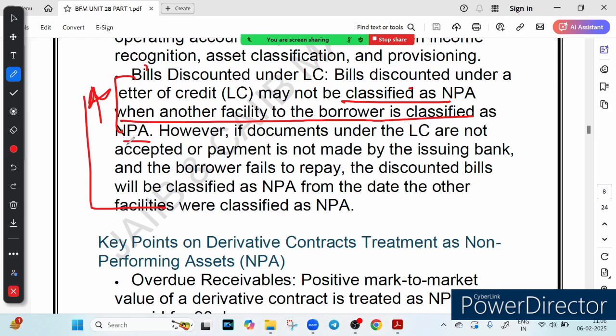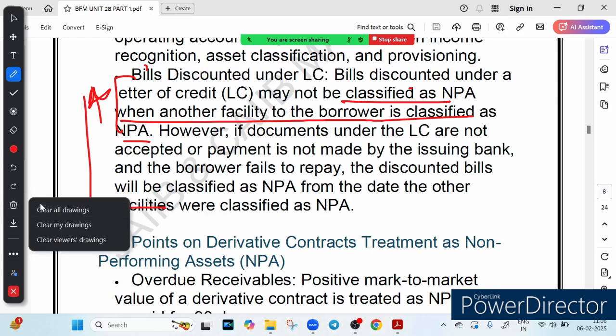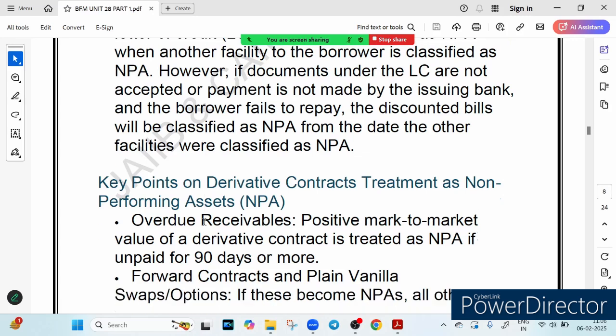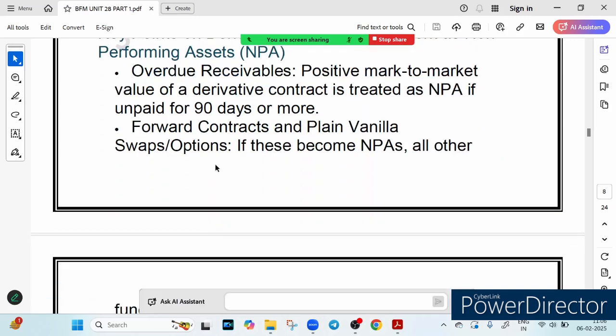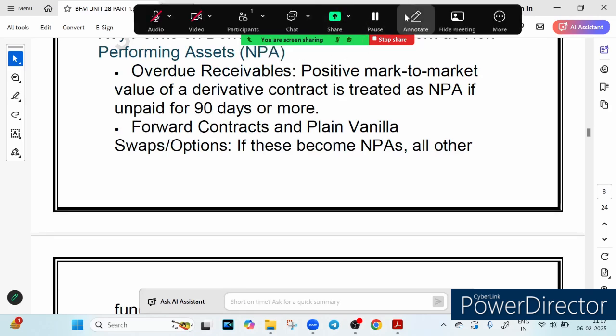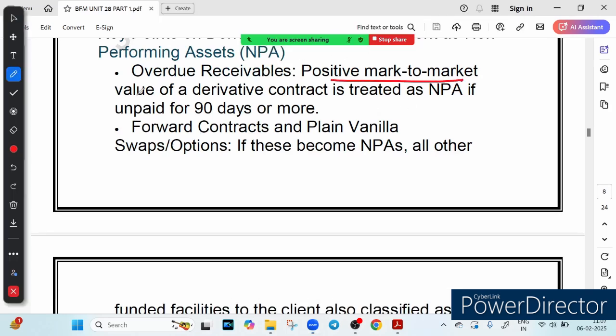Now let's talk about overdue receivable and derivative treatment. The bank holds some derivative contracts, which can also become a non-performing asset, right? Here is the key point you must remember: if the derivative contract has a positive mark to market value but remains unpaid for 90 days, then it will be classified as NPA. Essentially, if the bank is expecting money to come in but it does not, it will be flagged as NPA, isn't it? So a positive mark to market value of a derivative contract becomes NPA if unpaid for 90 days or more.